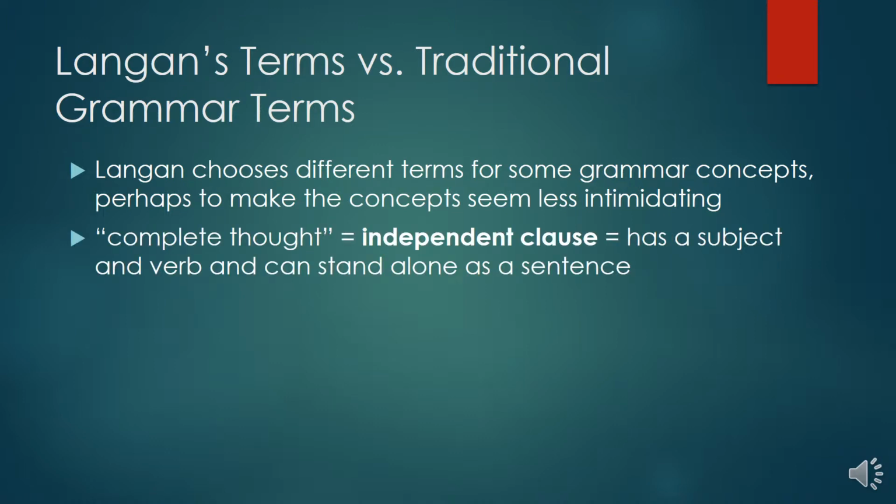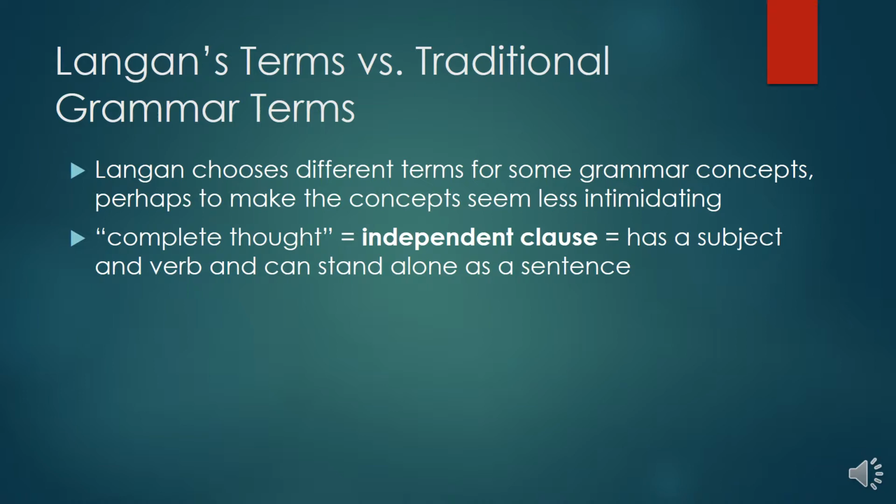One thing that he does differently is what he calls in his textbook a complete thought. Traditionally, we would call this an independent clause. What that means is that the group of words has a subject and a verb and can stand alone as a sentence. It's an independent clause, or what Langan calls a complete thought.